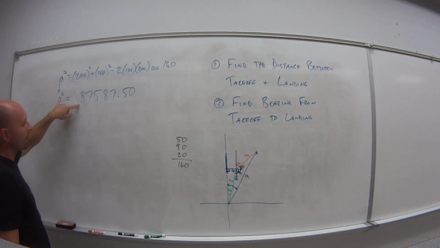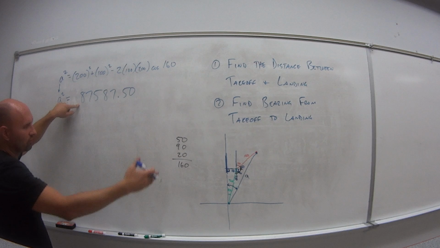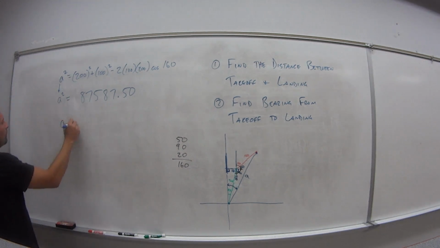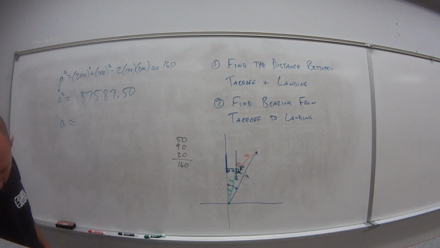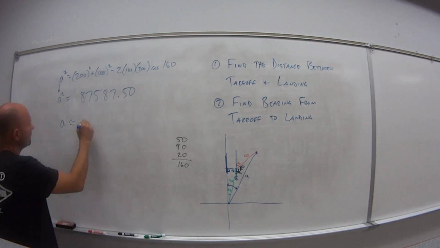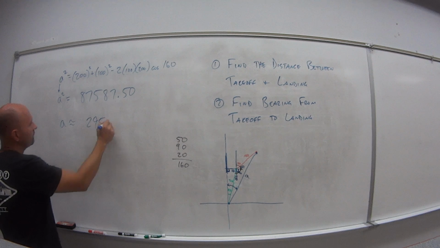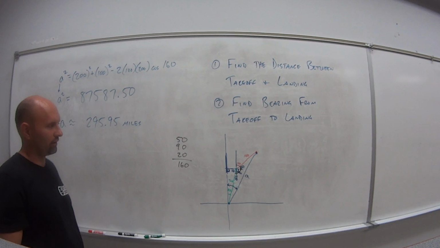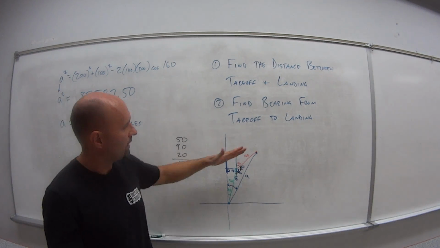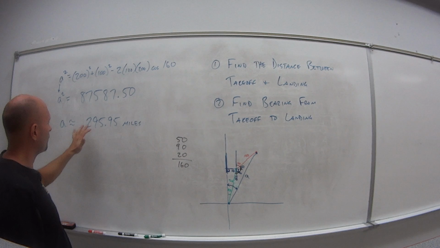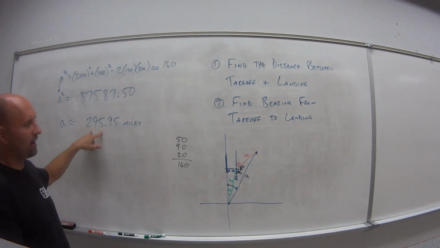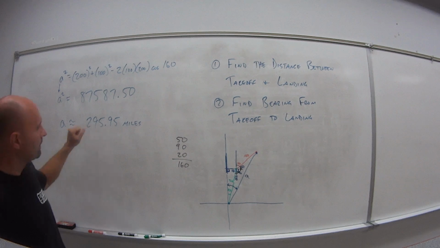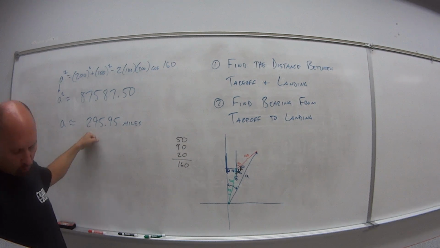No, because A squared, the length of that side squared, is 87,000. If we take the square root of both sides, the length of side A is roughly 295.95 miles, which makes a lot more sense. He flew 200 miles and then 100 miles, but he changed course, so he's about 295 miles away from where he started. All right, that was the answer for number 1.